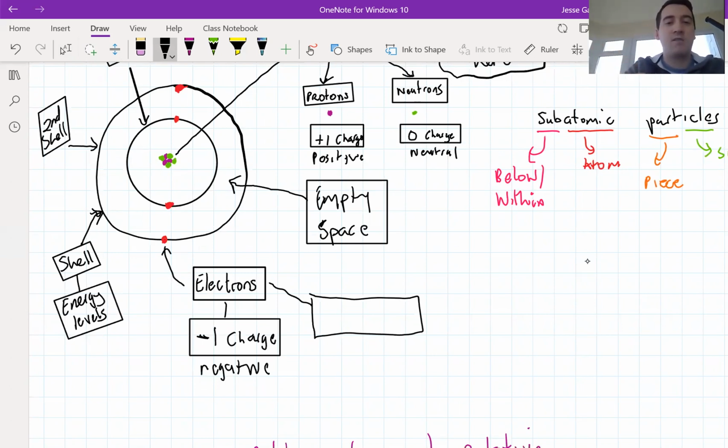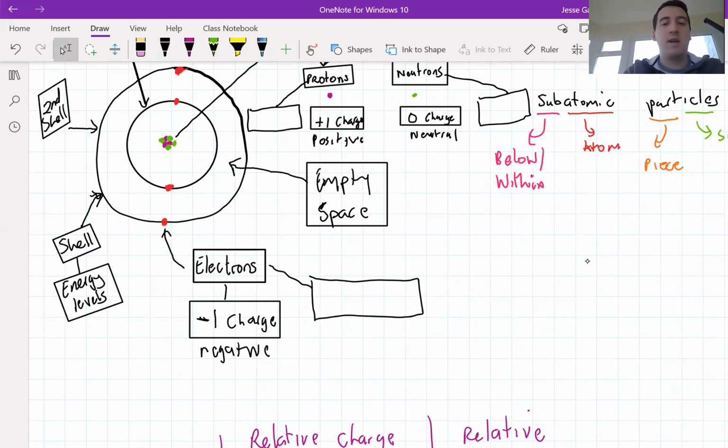Into this box for proton, I want you to put in the mass. And into this box for neutron, I want to put in the mass. Hopefully you have some space. Okay, so you're going to put mass equals, and mass equals. Okay, all right, so pause the video and add those boxes into your diagram.